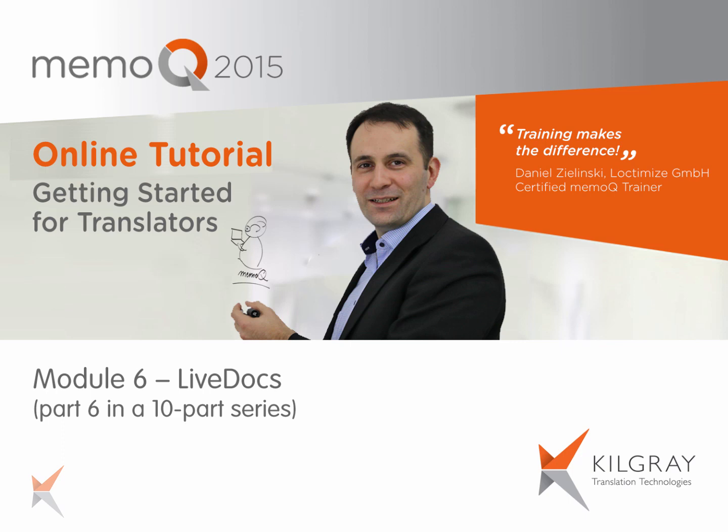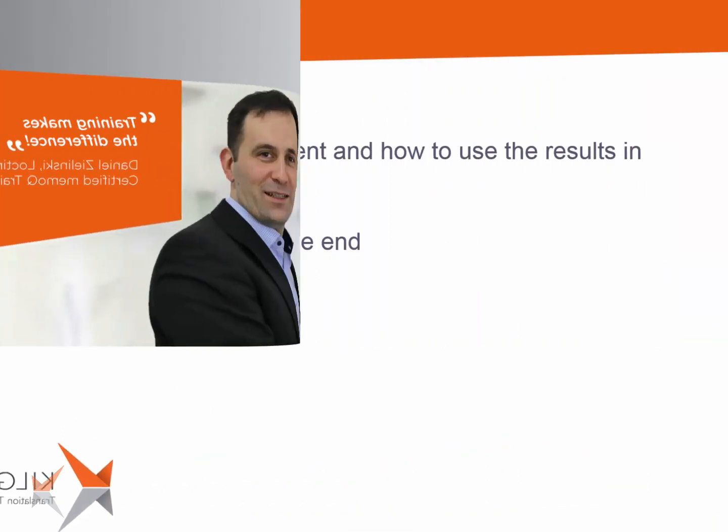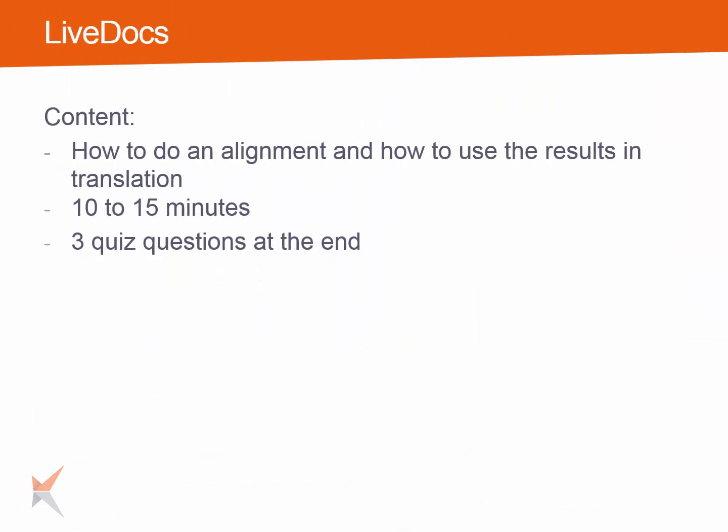In the 6th module of this 10-part series, we will look at how to do an alignment in the LiveDocs. We will show you how to do an alignment and how to use the alignment results during translation. This module will take between 10 and 15 minutes to go through. At the end, there will be 3 questions to test your understanding of the topics that were covered.